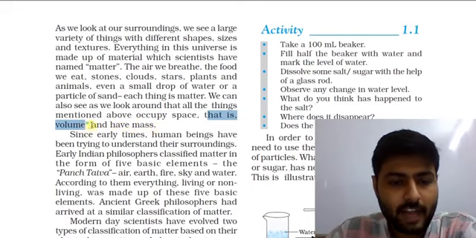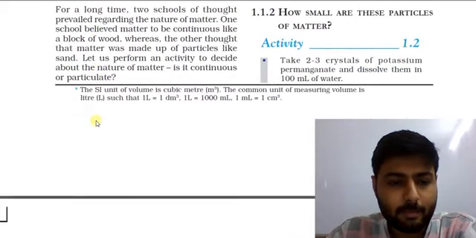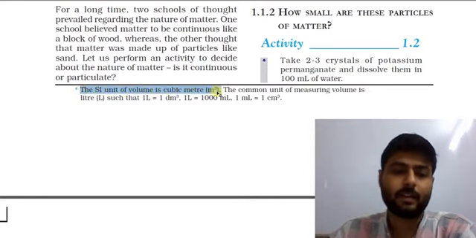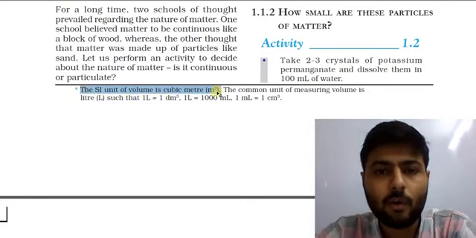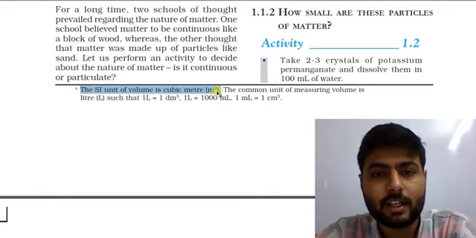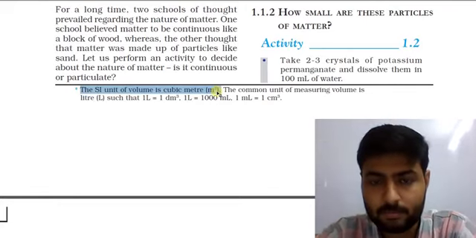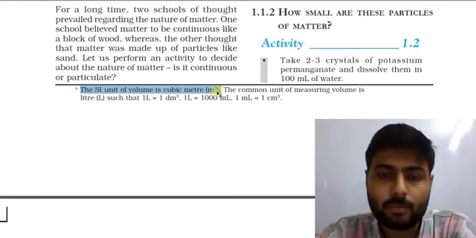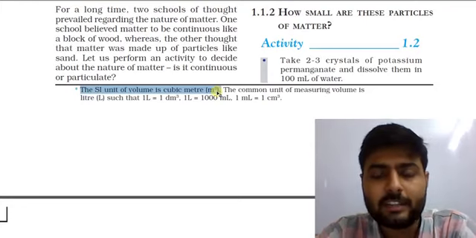Here we have one star, so we can see below what is the note for this star. This asterisk mark, we have noted: the SI unit of volume is cubic meter. I hope now you are familiar with the term volume, and the unit of volume is meter cube. How? Let's take one example.